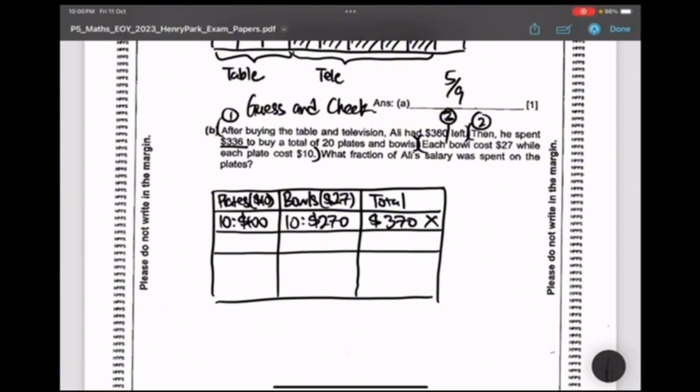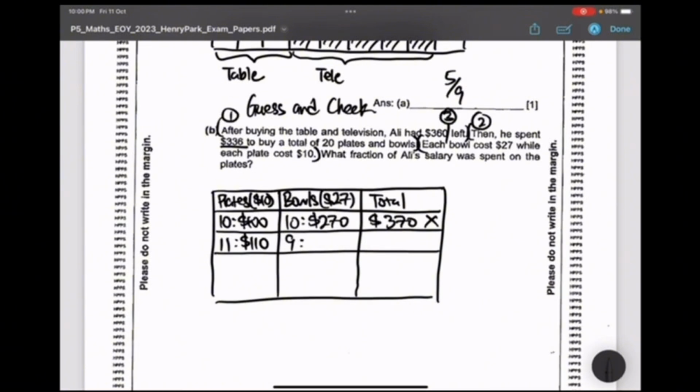And how do we bring it down? We have to look at what costs more and bring this number down. Because if we were to increase the number of bowls, let's say to 11, then I'm actually adding more amount. I'm adding an additional $27 and minusing $10. So there will be an overall increase in the price, bringing my total up. So if I want to bring it down, what I want to do is to increase the number of plates instead. So that would be 11 plates and 9 bowls. 11 plates will give me $110.